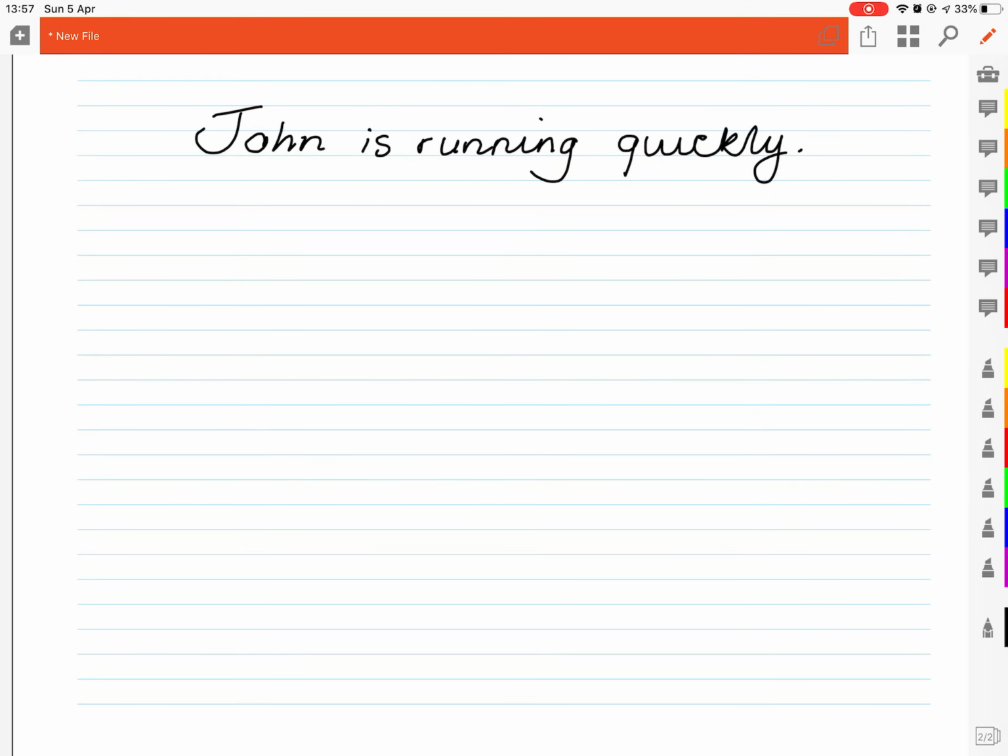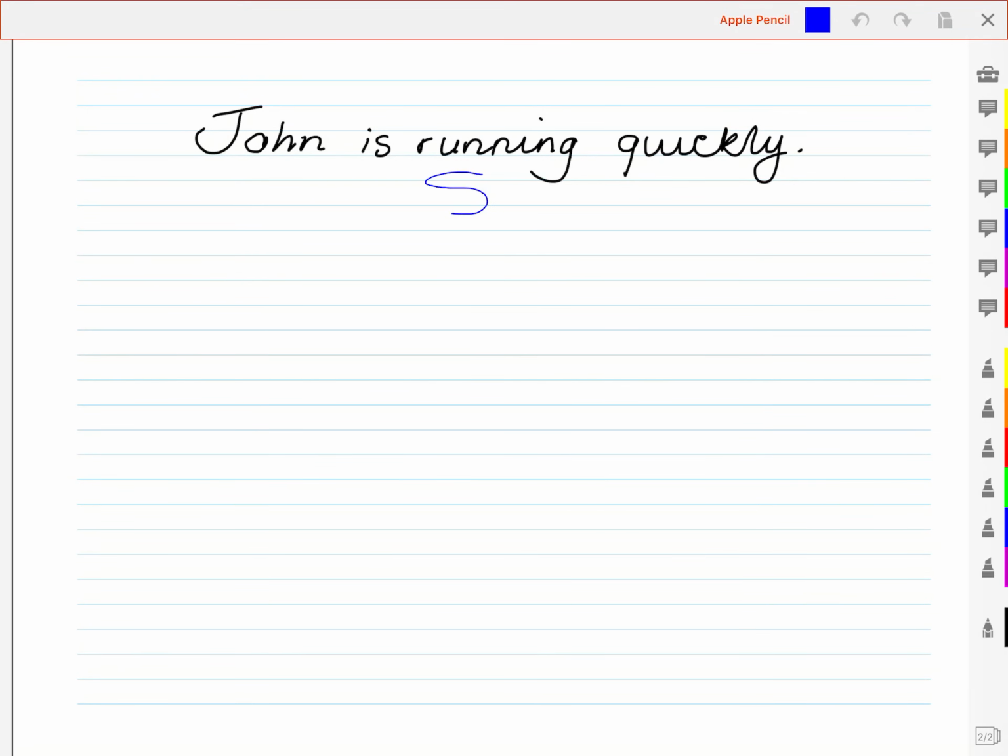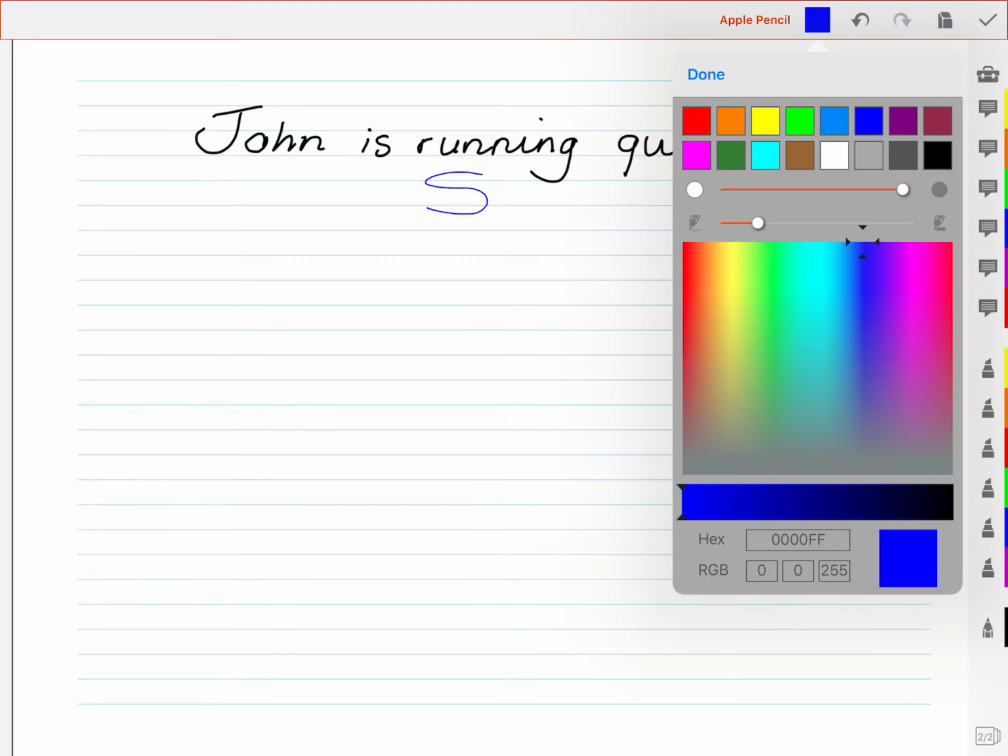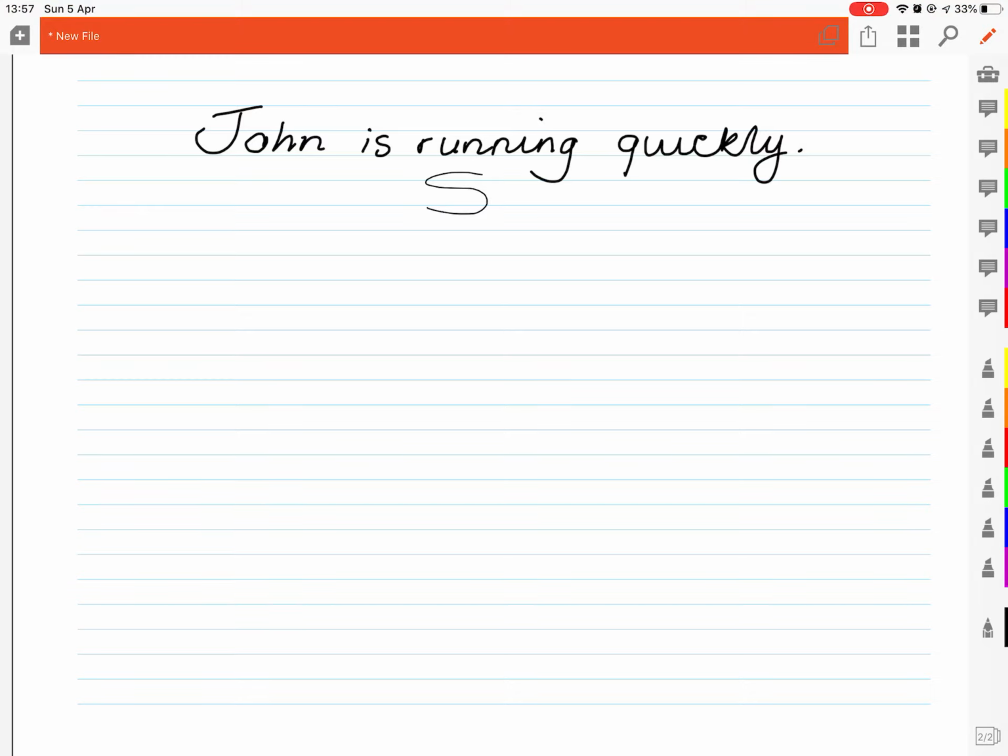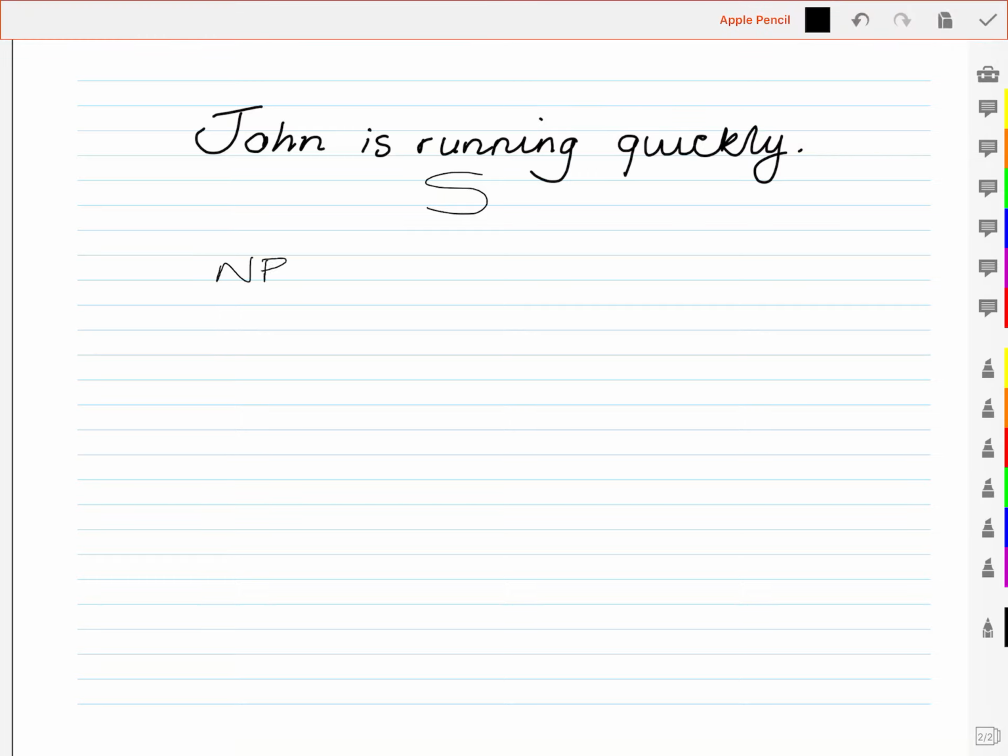Right, so if we try to do a syntactic tree diagram for this sentence, let's see how we go. If we have a look at John is running quickly, the first thing we do is divide that into its noun phrase and its verb phrase. In this case, the noun phrase, the subject in that sentence, is John, and the verb phrase, which I'm just underlining here, is the predicate, which is running quickly.